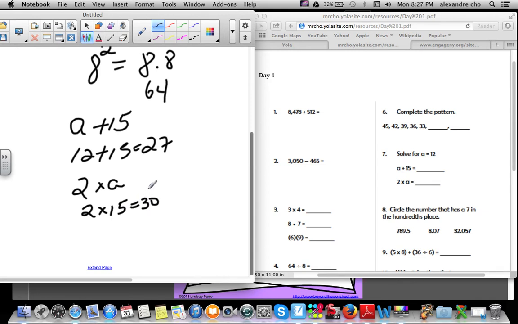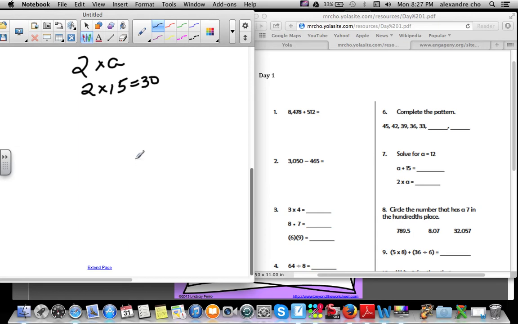Number 8, circle the number that has a 7 in the hundredths place. In the hundredths place, okay, and you know the th at the end, so that means we're talking about decimals, to the right of the decimal. The only number that has a 7 in the hundredths place is 8.07. Okay, this is the tenths, and obviously this is the hundredths, so let's circle that one.